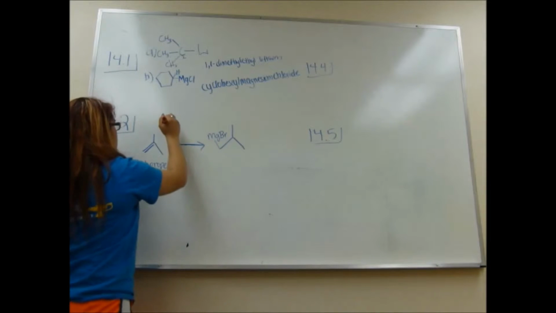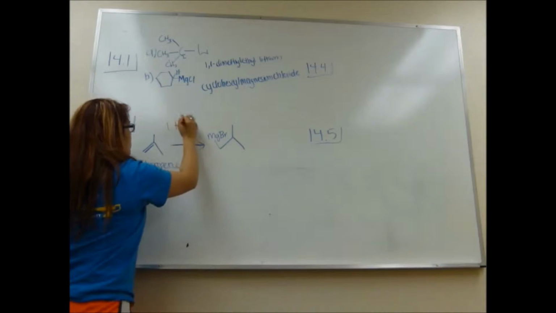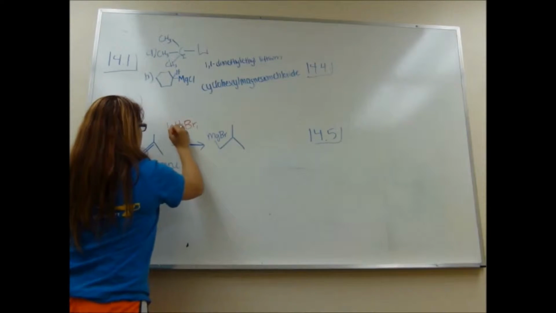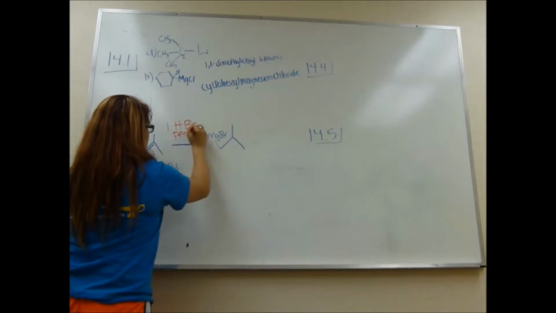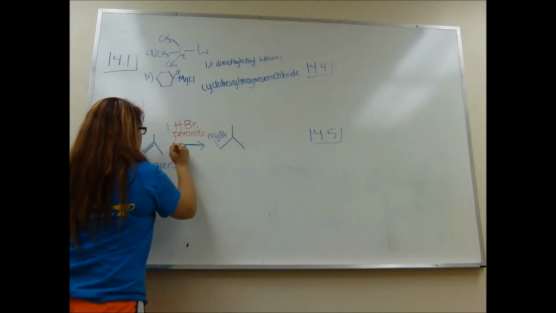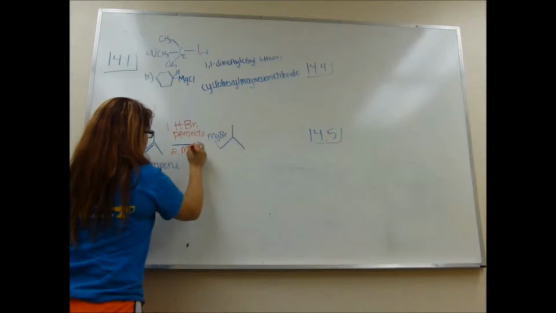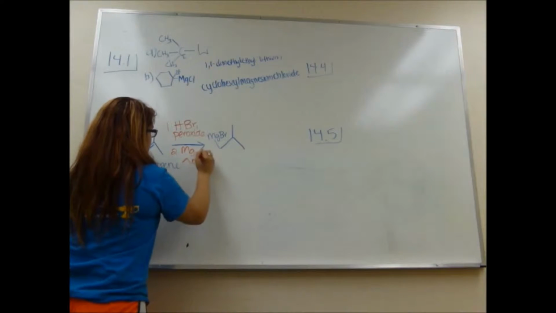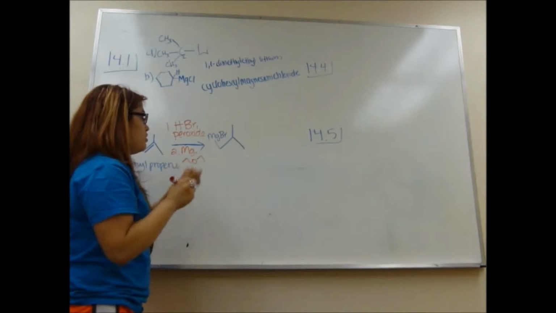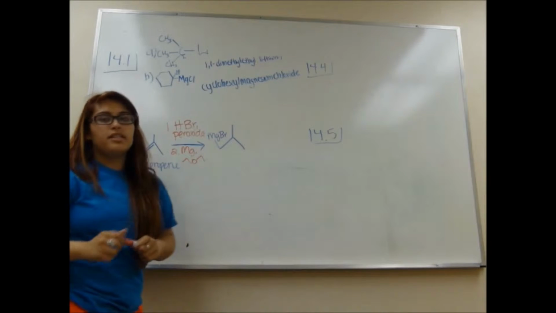bond. So number 1 is HBr, peroxides, and then your second one is going to be the magnesium diethyl ether, and that's just going to push the bromine over to put magnesium on there, and that's it.